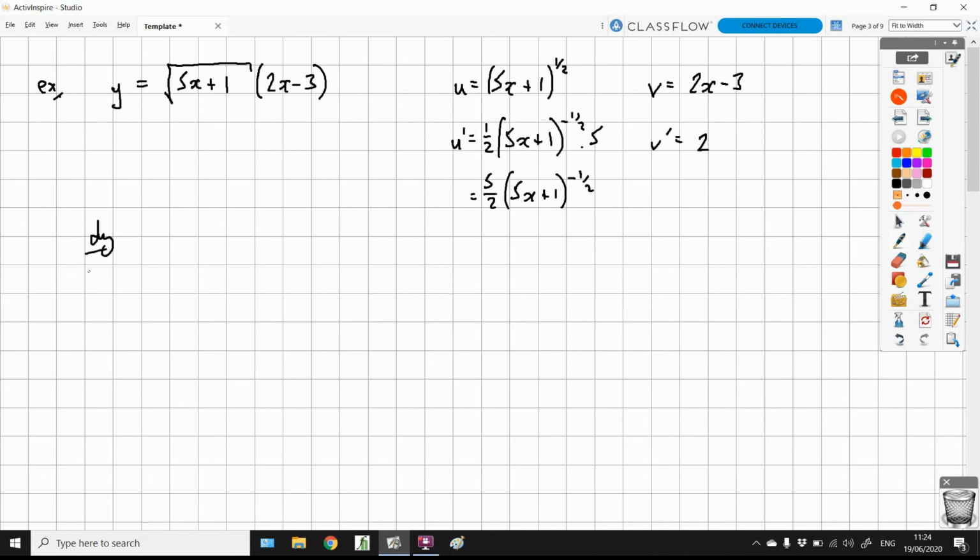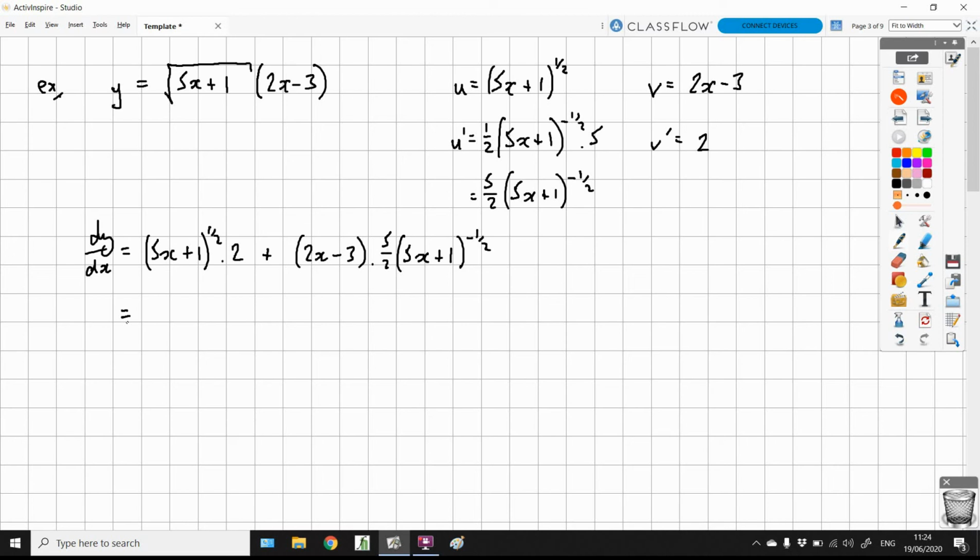So dy by dx using the product rule: the first times the derivative of the second plus the second times the derivative of the first. Gets us to there. That's the differentiation done, but as we've seen before, the hard work begins now because we've got to simplify this thing. Tidy it up.